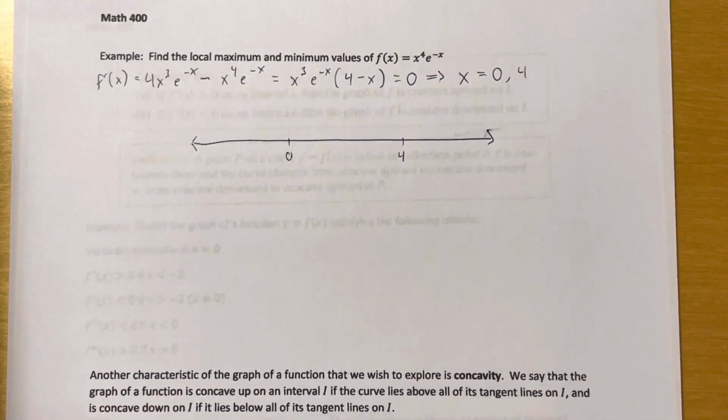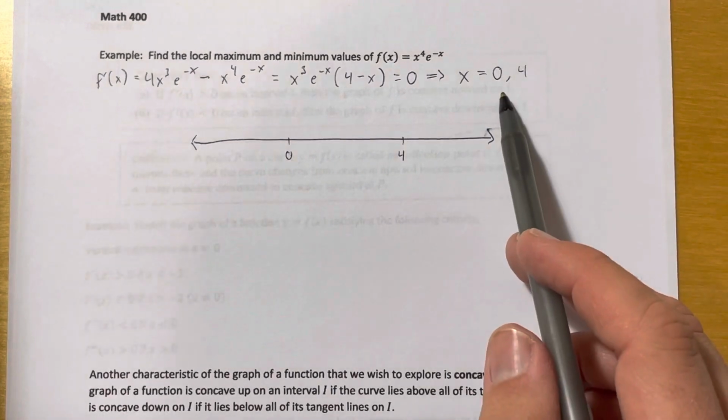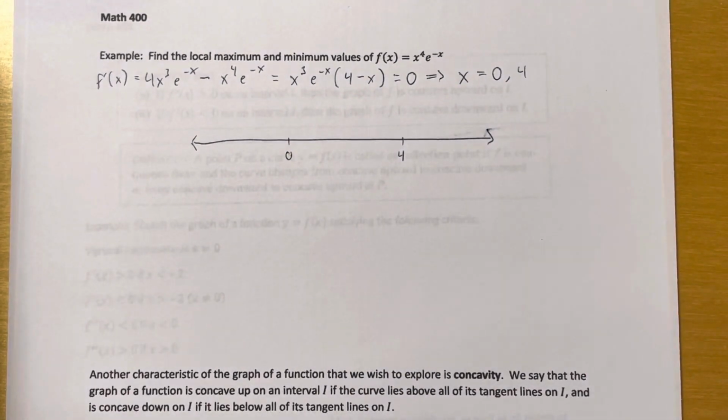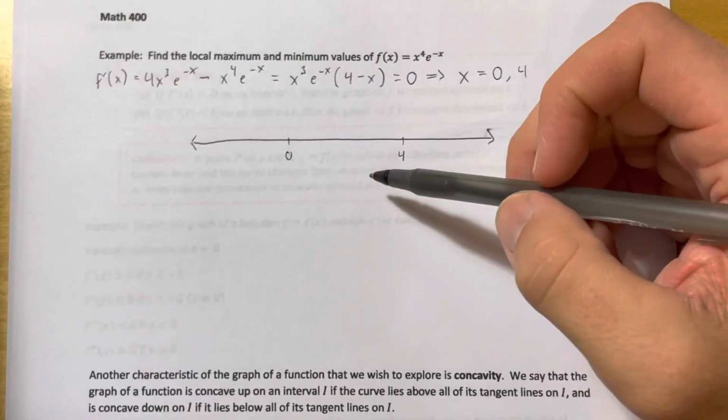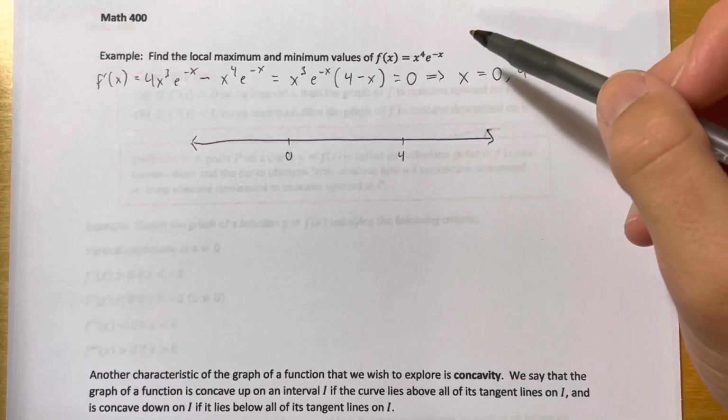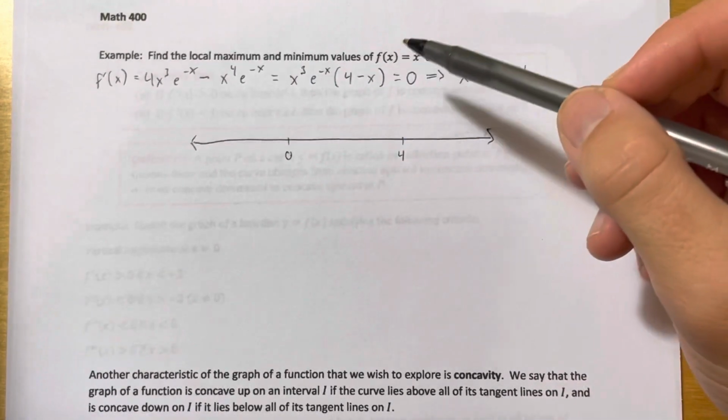Once again, I have 3 subintervals. It's not always going to be 3. In different examples, you might find more critical numbers, which will break this up into more subintervals. That's just been the case with these last 2 examples. All right, and then as before, I want to plug some numbers into my derivative to determine whether the derivative is going to be positive or negative.